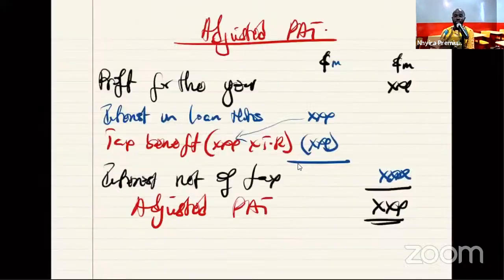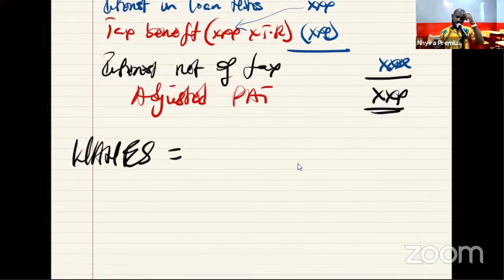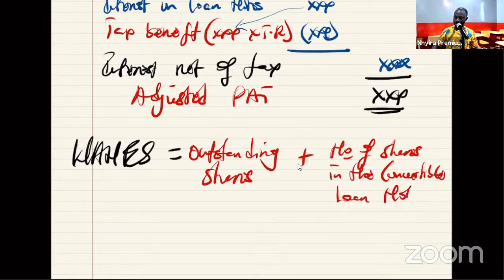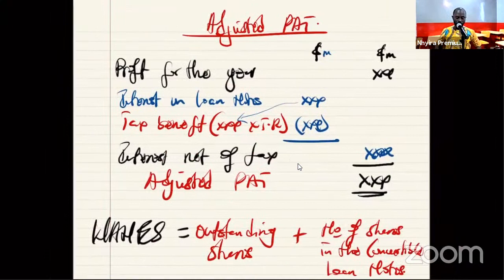So that's how we adjust our profit. Once we adjust the profit, the next thing we need to find out is, how then do we calculate the weighted average number of equity shares? The weighted average number of equity shares simply is going to be calculated as the outstanding shares plus the number of shares in the convertible loan notes.